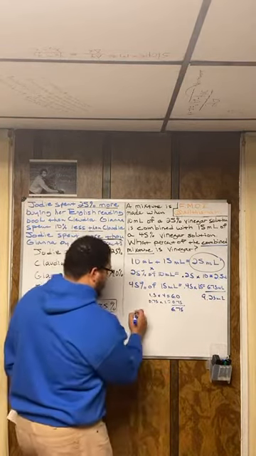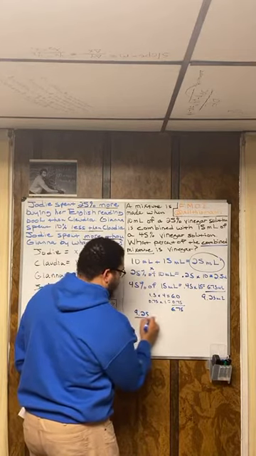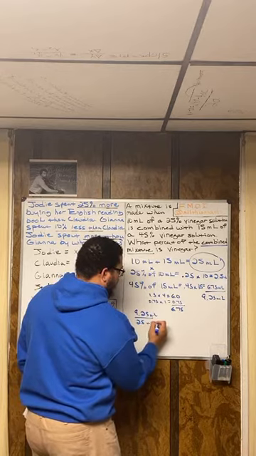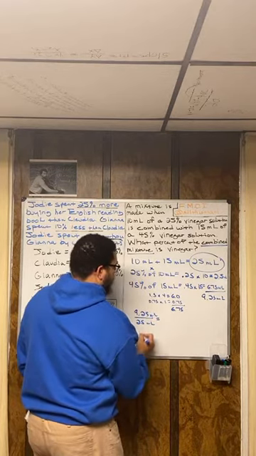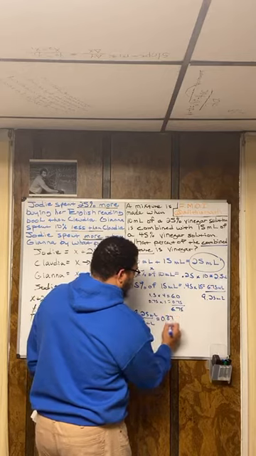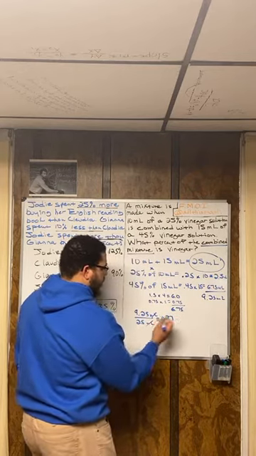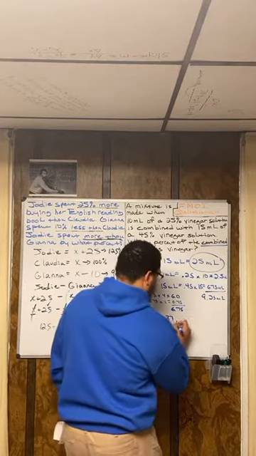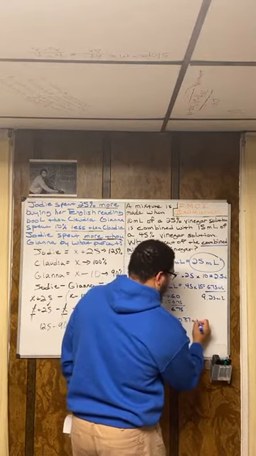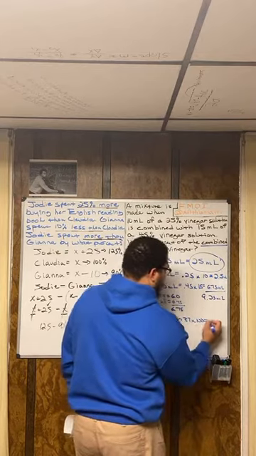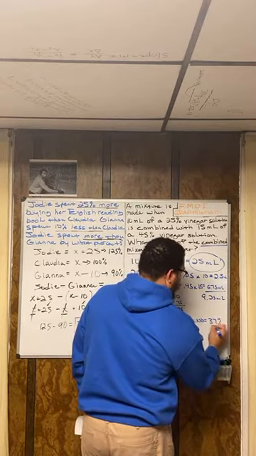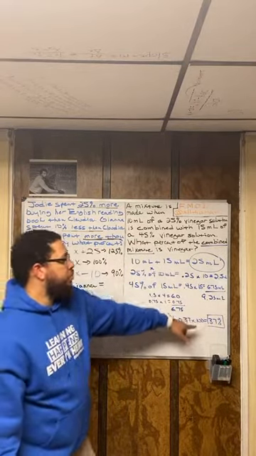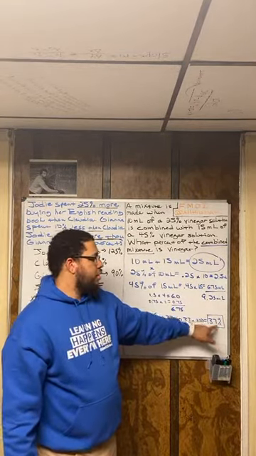So all you got to do is this. 9.25 divided by 25 milliliters equals 0.37, right? Units cancel out. Now, we have to convert this to a percentage. So we're going to do 0.37 times 100. 0.37 times 100 is going to give me 37%. So that means that in this new solution, 37% of that is vinegar.